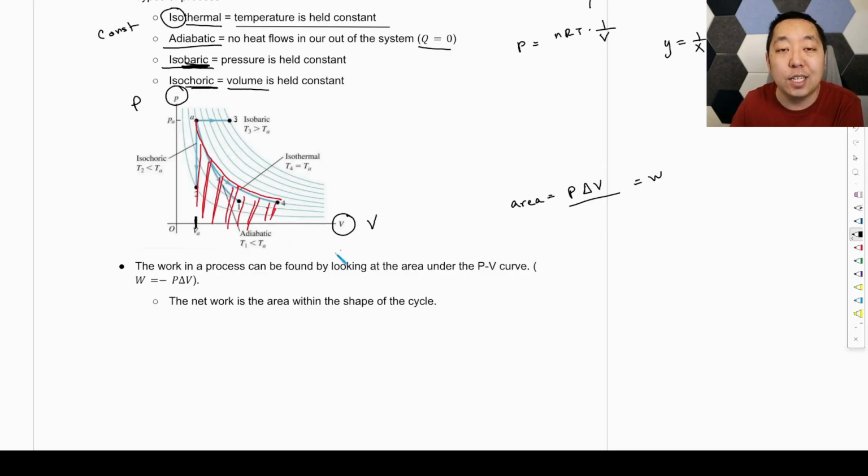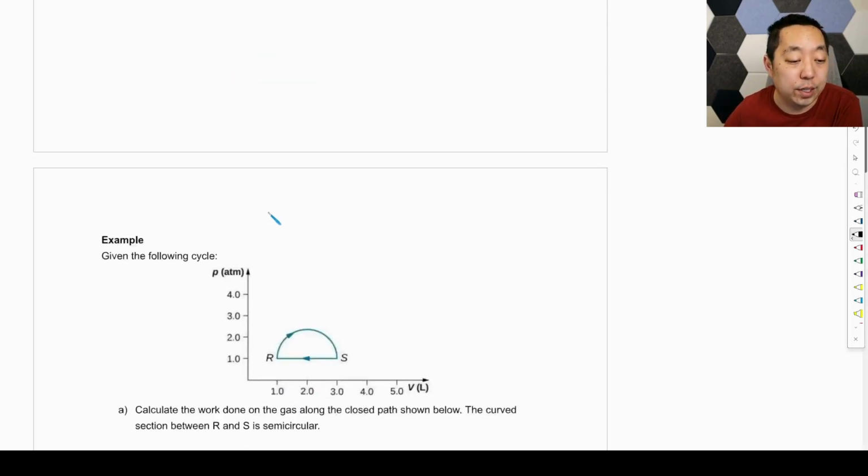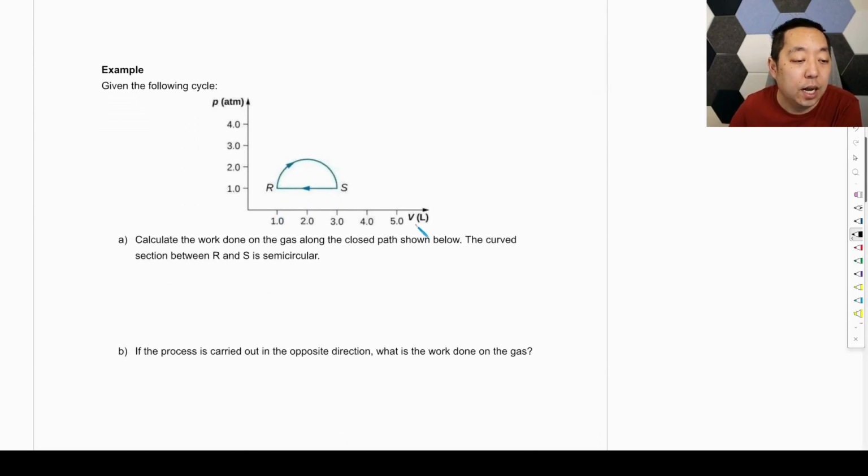And so let's take a look at going through some examples of doing that here. Calculate the work done on the gas in the closed path shown below. The curved section between R and S is semicircular. Okay, so when you have a path, there are two paths happening here. One, you have the area under this graph from S to R. If I want to go from S to R, this path here, I want to think about that area.